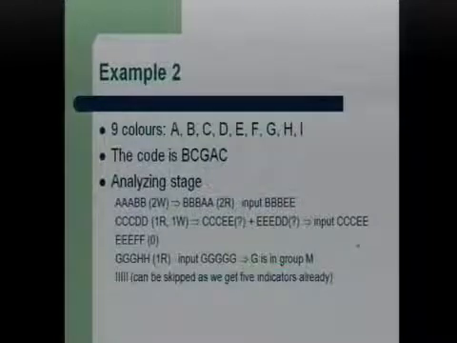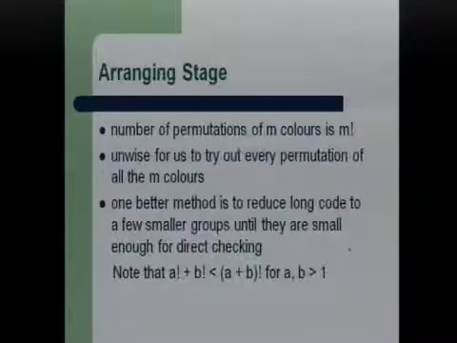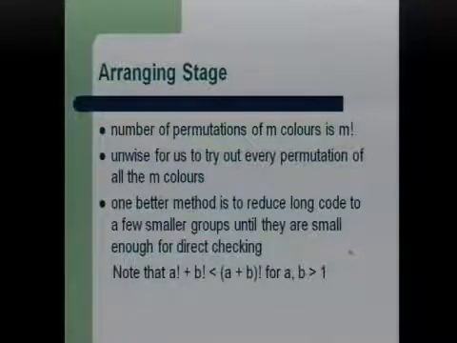Similarly, the application of the partition rule is shown in trial 2, while the application of the sorting rule is shown in trial 4. So far, the procedure is quite similar to the ordinary game, but in the arranging process, we would reduce a long code into a few smaller groups until they are as small as possible before we come to direct checking. Because, as you can imagine, group M and group N can both be very large.